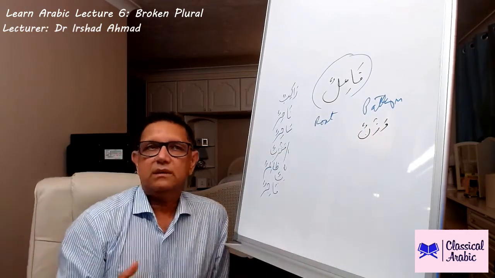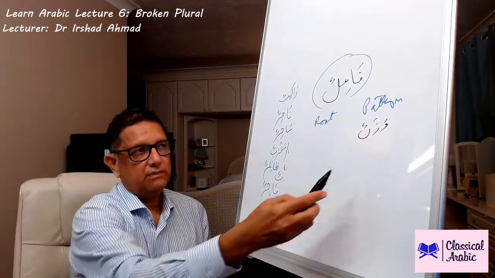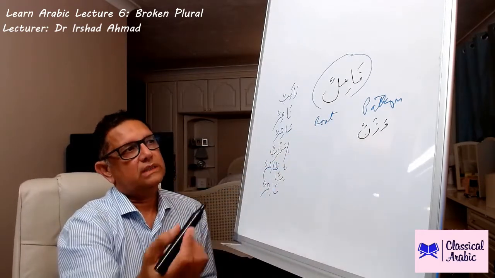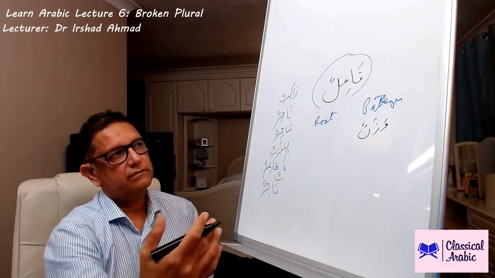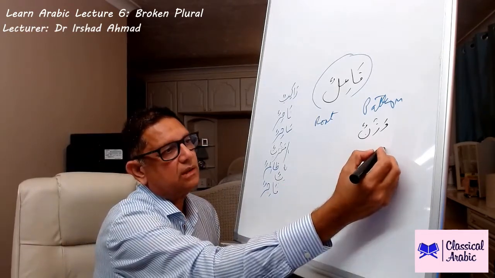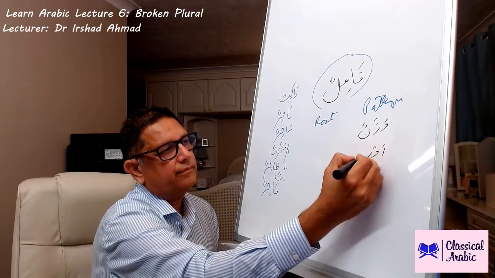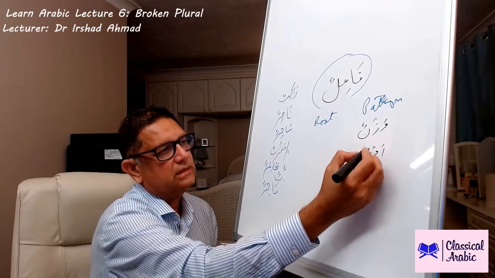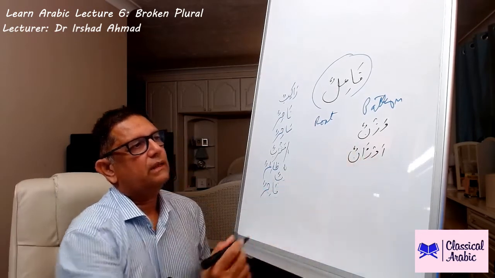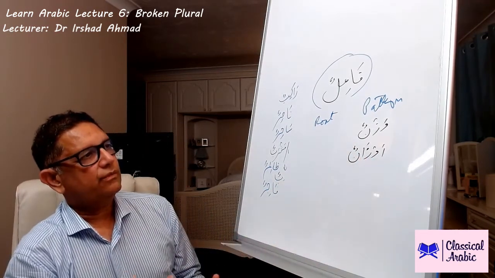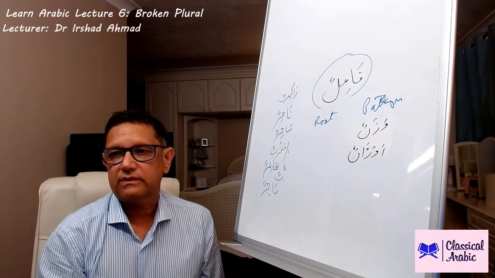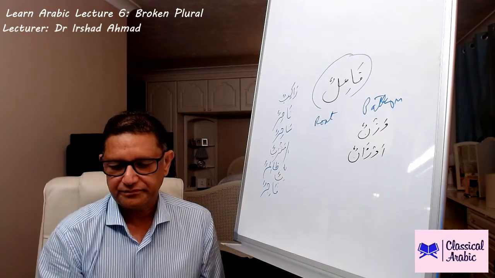Wazn basically literally means weight, but here it means the specific pattern or a die in which letters fall into that pattern, and its plural is awzanun, and this is jama mukassar, awzanun. So wazn and awzan, these are two important words as far as the Arabic grammar is concerned.